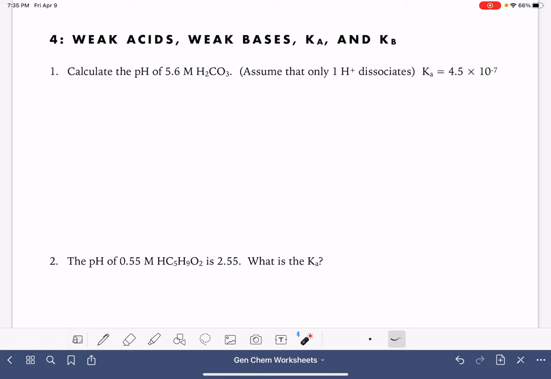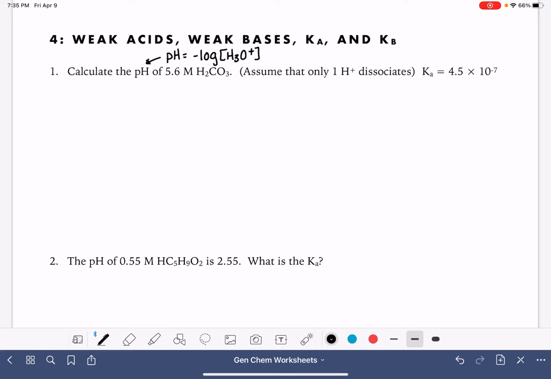Carbonic acid is a weak acid, and the reason that I know it's a weak acid is because a Ka value has been provided. Whenever you're being provided with a Ka value, you know for sure that it's a weak acid because strong acids do not have Ka values. In order to calculate the pH, we need to know the H3O+ concentration because the pH, as you know, is equal to the negative log of the H3O+ concentration.